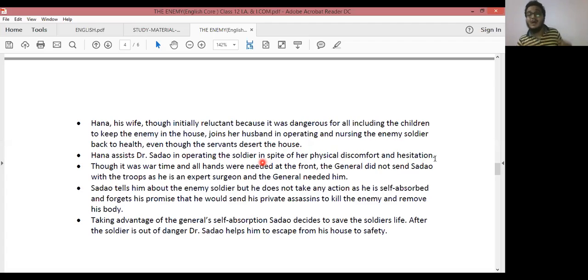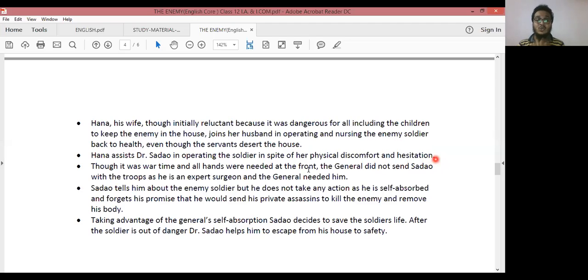And when the blood was coming up, when she saw this blood, she was not comfortable. Here the same discomfort has been mentioned. And hesitant, she was not able to adjust, because I have repeated this in the explanation of the chapter, she was neither a doctor nor a nurse. So she was a common person, and she had never attended an operation or seen that process of operation ever. That's why this was not a comfortable situation for her. Okay, and next point, Hannah assists Dr. Sadao in the operation. Next one, though it was wartime and all hands were needed at the front.